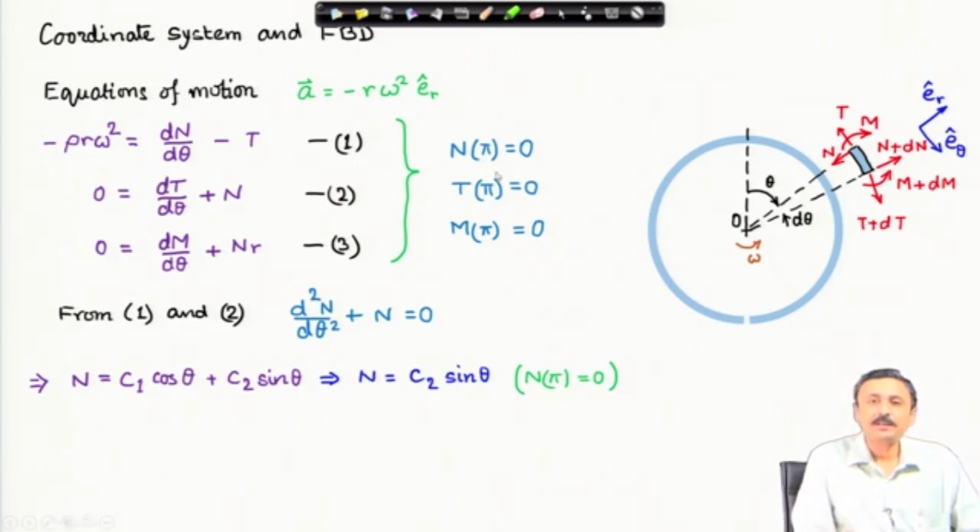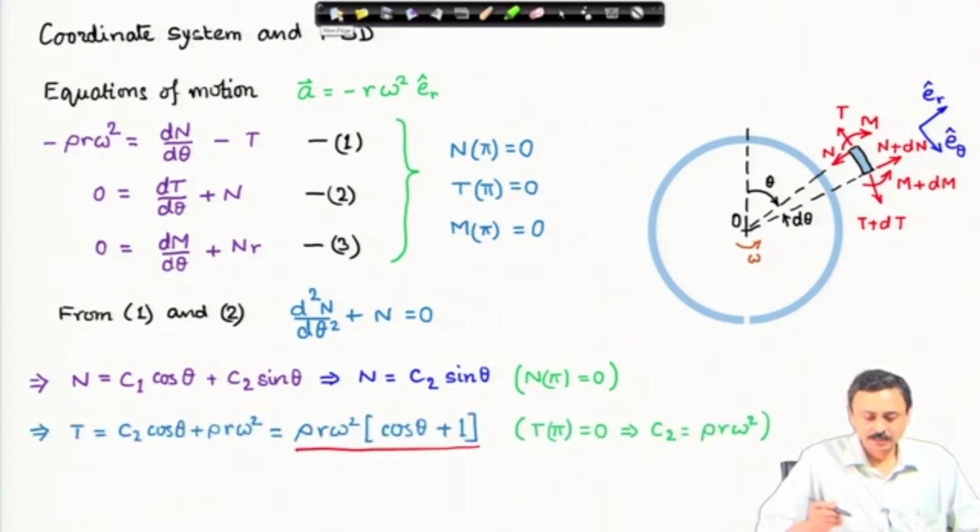Using the boundary condition that the shear force at theta equal to pi must vanish, I can drop the C1 term, because at theta equal to pi cosine pi, which is minus 1, will start contributing, whereas sin pi will go to 0. Therefore, I can have only this C2 sin theta term. This satisfies the condition that the shear force at pi is 0. So, I have not been able to as yet solve for C2. Let us look at the tension solution.